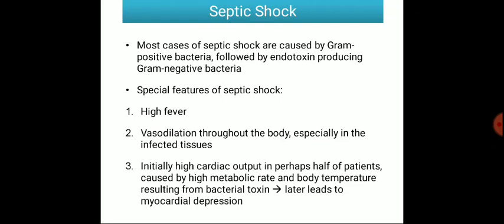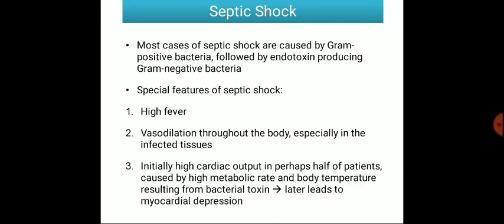Septic shock. Septicemia is a condition in which bacteria circulate and multiply in the blood and form toxic products, which cause high fever. Most cases of septic shock are caused by gram-positive bacteria, followed by endotoxin-producing gram-negative bacteria.